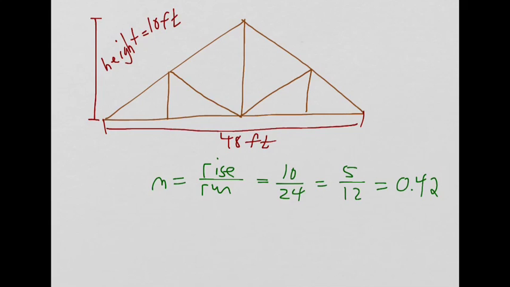Good. You get the idea? Rise over run. That's the most fundamental way to calculate the slope of a line. Okay, how much did you gain vertically compared to how much did you gain horizontally?